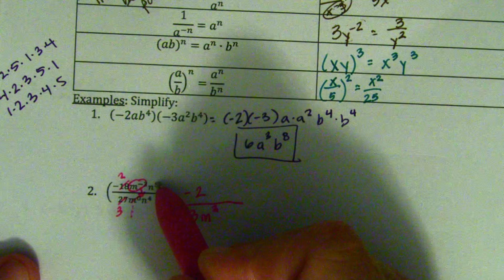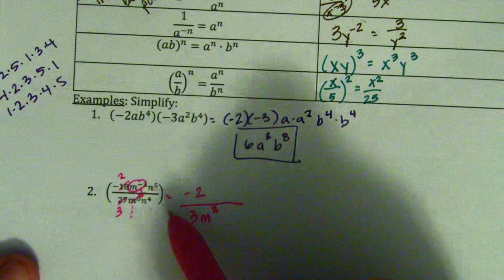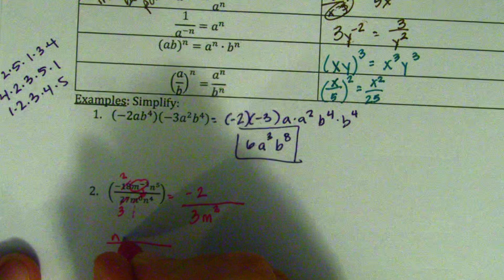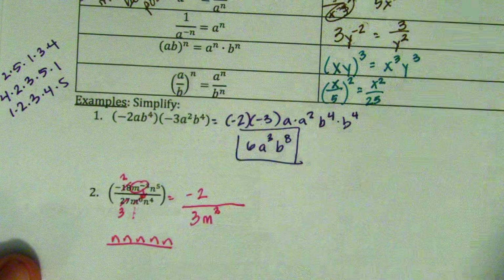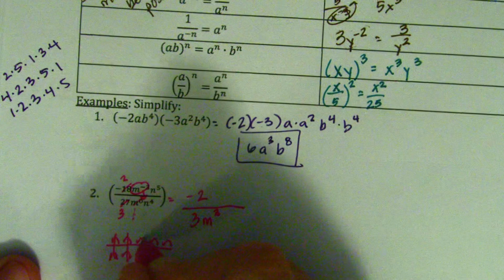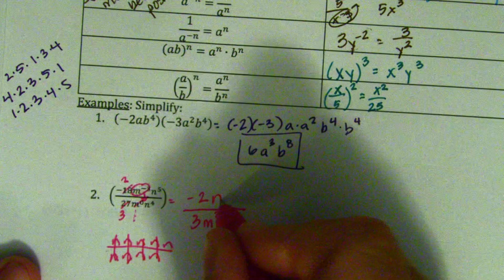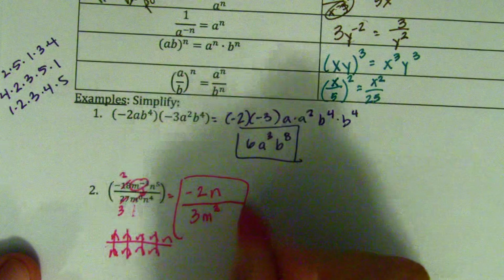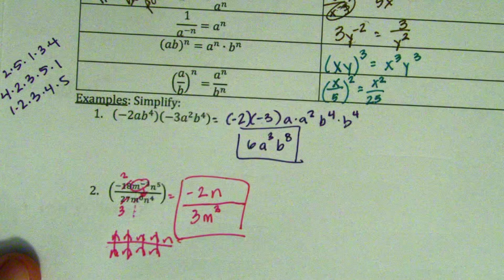Here I have n to the 5th and n to the 4th. Well, if I write out all those n's, and let me just do that here below, that's 5 on top, 4 on bottom. 4 of those cancel, and I'm left with 1 n on top. So my answer is negative 2n over 3m cubed. We'll do 2 more, and then we'll stop here for this video.